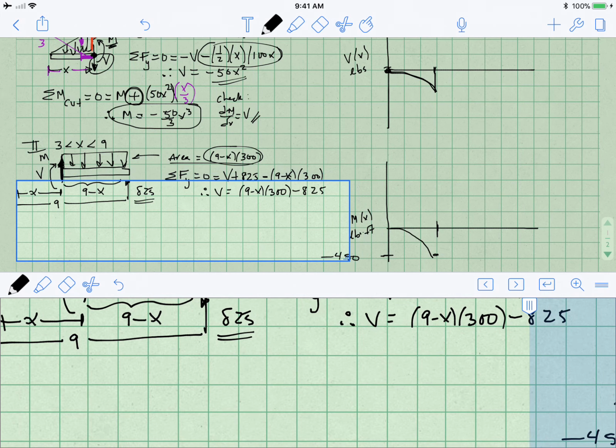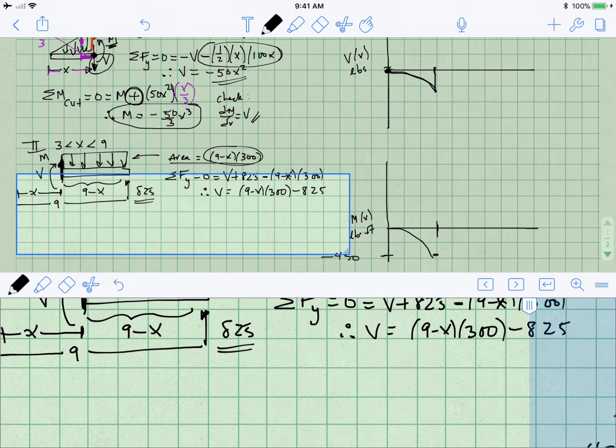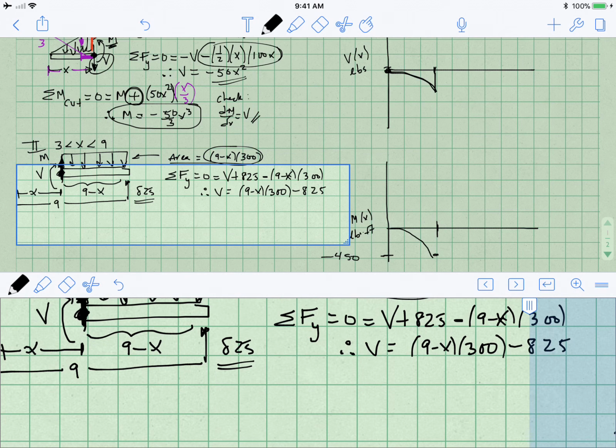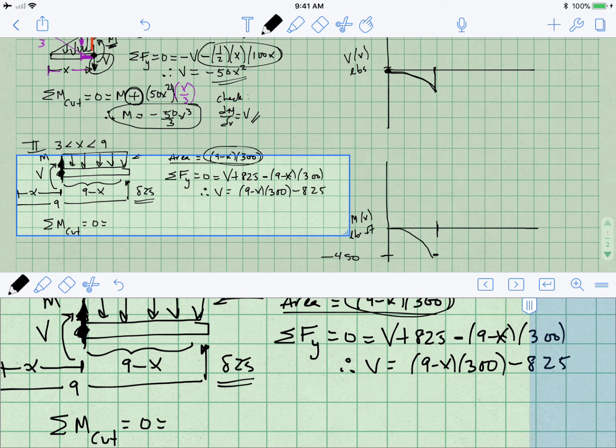So now let's turn our attention to the moment. Let's take the moment at the cut point of the beam and apply the equations of equilibrium. So the sum of the moments at the cut is equal to 0. So this time, because I'm on the right-hand side of the beam and it's pointing clockwise, I have to write down minus m. That takes care of my unknown. I have to include what's going on with this 825. That's going to be a positive moment, so I'm going to write 825.